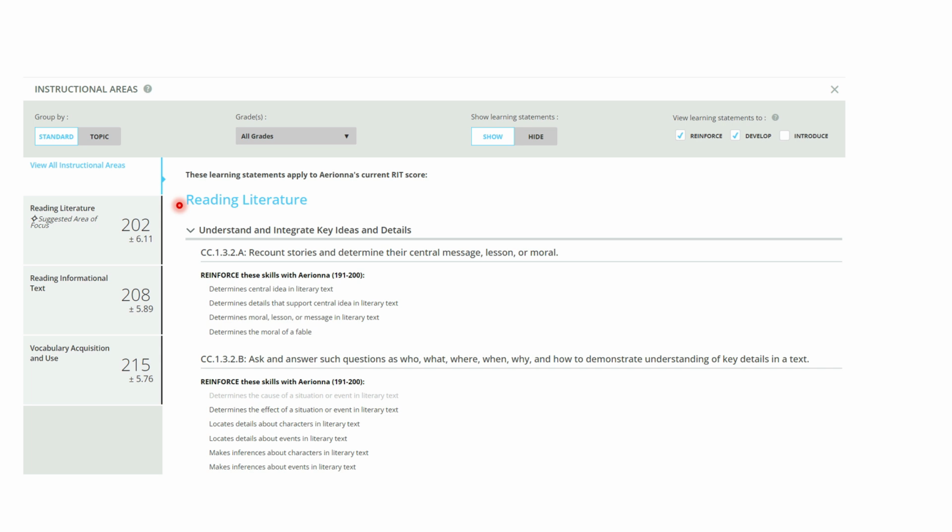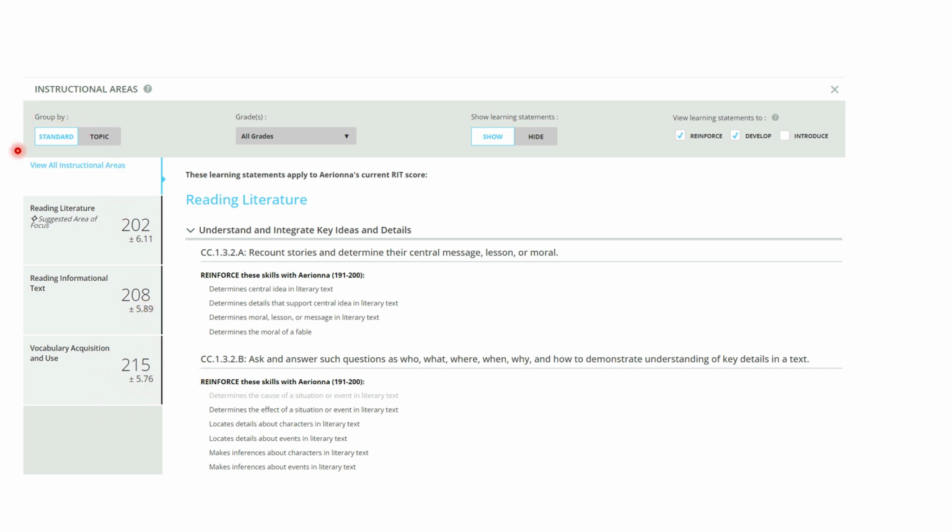Subsequently, reading informational text was a 208. They could use some support there as well. And their highest RIT score was a 215 for vocabulary acquisition and use. Again, you will see the plus and minus numerical data points under each of these RIT scores. Again, that is the standard error. That means that if the student took the same test at the same time, they would possibly get that many RIT points higher or lower in a RIT score.